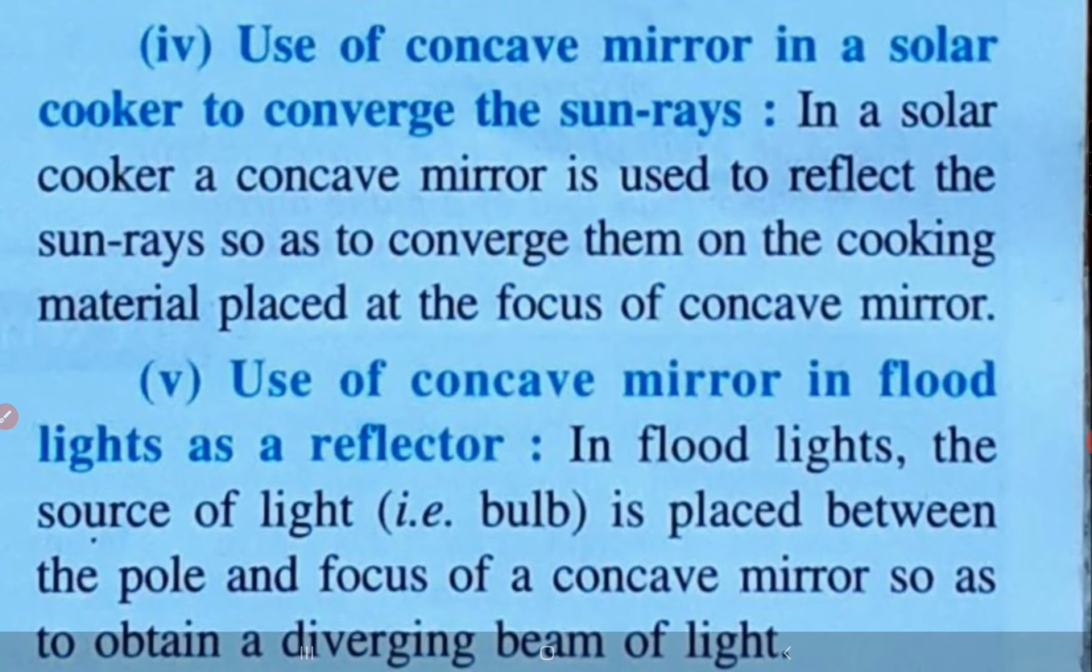So out there, a concave mirror is used in a solar cooker so that it enables all the sunlight falling on it to go in a fixed direction, to a fixed point, that is the focus. So in a solar cooker, a concave mirror is used to reflect the sun rays so as to converge them on a cooking material placed in the focus of the concave mirror.